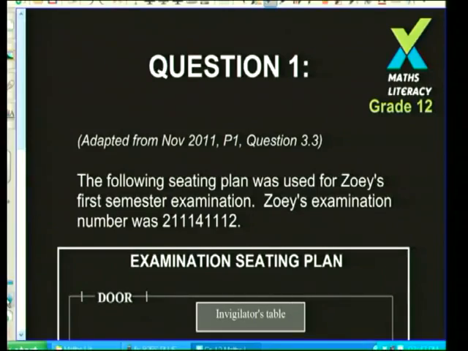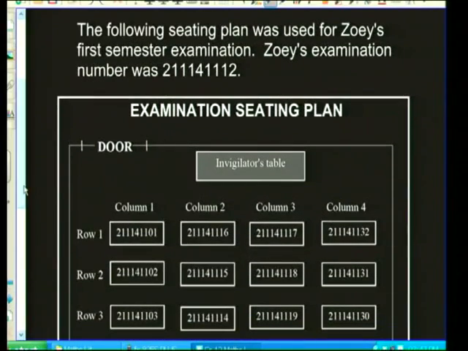Okay, well, I think we should get going. So let's look at our very first question here. Now, our first question comes from the November 2011 paper 1, and it was question 3.3. The following seating plan was used for Zoe's first semester examination. Zoe's examination number was 2111411112. My goodness, that's a huge exam number, isn't it?